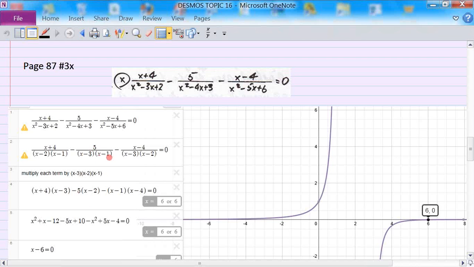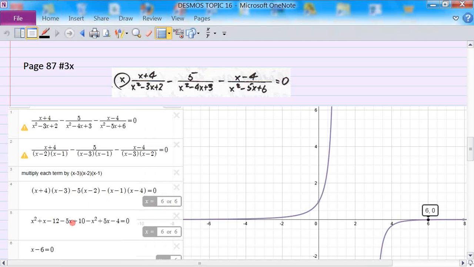Second term, again, I'm going to multiply through by these 3 terms. The x minus 3 and the x minus 1 cancel, so I'm left with 5 times x minus 2. And here, when I multiply by this, the x minus 3 and the x minus 2 cancel, and I'm going to multiply this term by x minus 1. And lo and behold, Desmos now likes this, and it gives an example of 6.